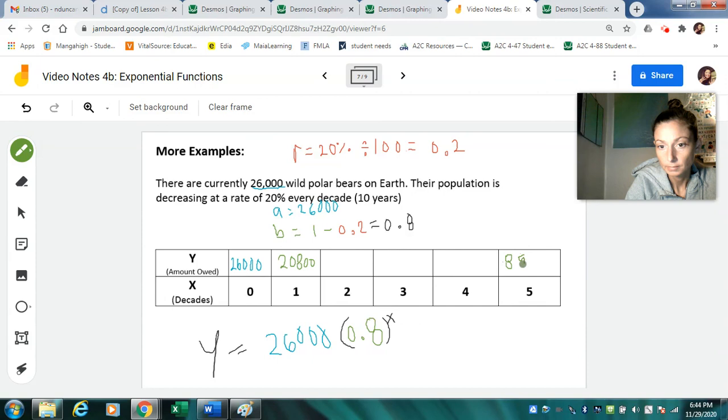So if the polar bear population decrease continues as it is for the next 50 years, when you guys are adults, there will only be about 8,000 polar bears left. Now that rate could increase or decrease depending on a lot of things that we do as humans.